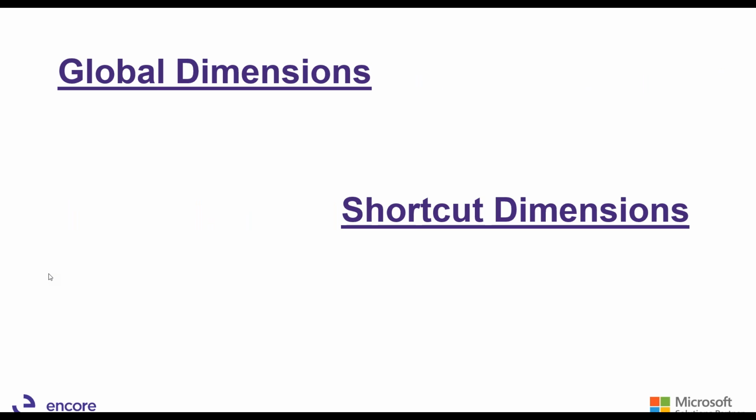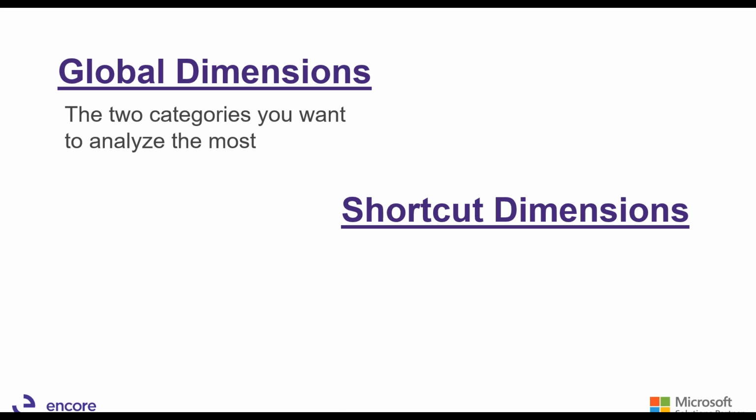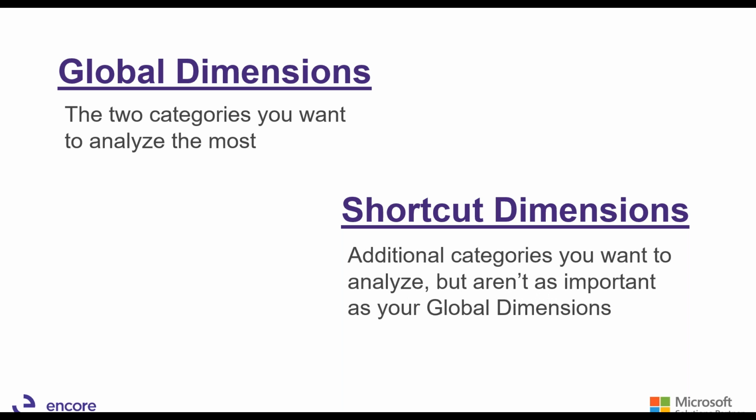So the two different types of dimensions we have are global dimensions and shortcut dimensions. The global dimensions are going to be the two main categories that you're going to want to view and analyze the most within your company. The shortcut dimensions are going to be your additional categories that you may want to analyze and report on, but they aren't as important within your company.